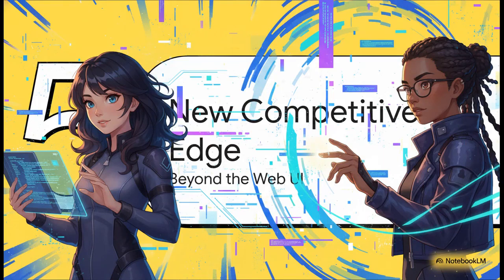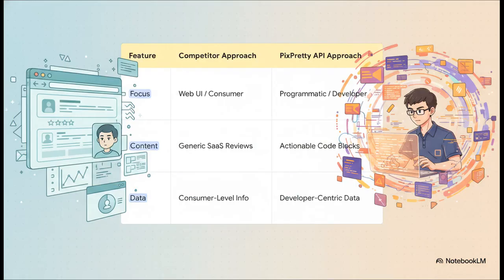So what does all of this actually mean for you? It means you have a new secret weapon in your toolkit. It's time to leave the clunky, slow, limiting web UIs behind and fully embrace the power and speed of programmatic prompting. You know, this slide really highlights a fundamental difference in philosophy. While everyone else seems to be building toys for consumers, PixPretty is building professional-grade tools for developers and creators. It's all about giving you the actionable data and the direct API access you need to build a better, faster workflow, not just a prettier picture.